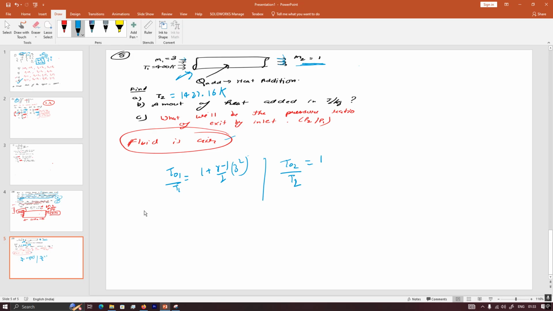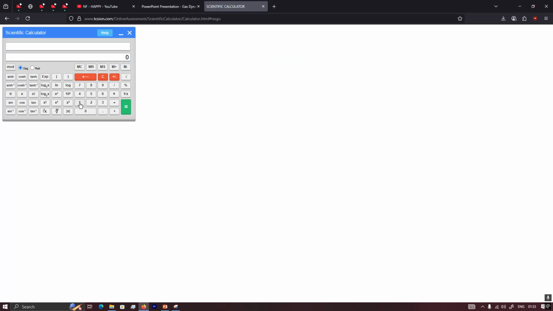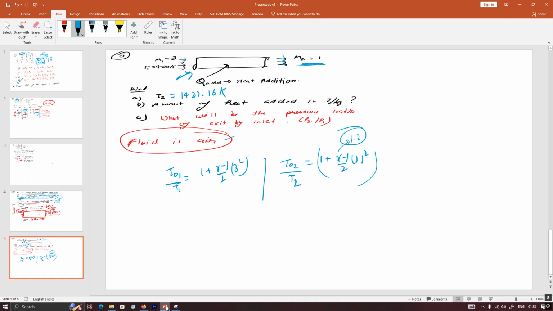And since same for T naught 2, T naught 2 by T2 equals 1 plus gamma minus 1 by 2 M2 square. So this value will come out to be 1.2, and I have to calculate this part. So 1 plus 0.2 into 3 square. Now I have to multiply this with T1, so into 400. So 1120 is your T naught 1. T naught 1 is equal to 1120 Kelvin.